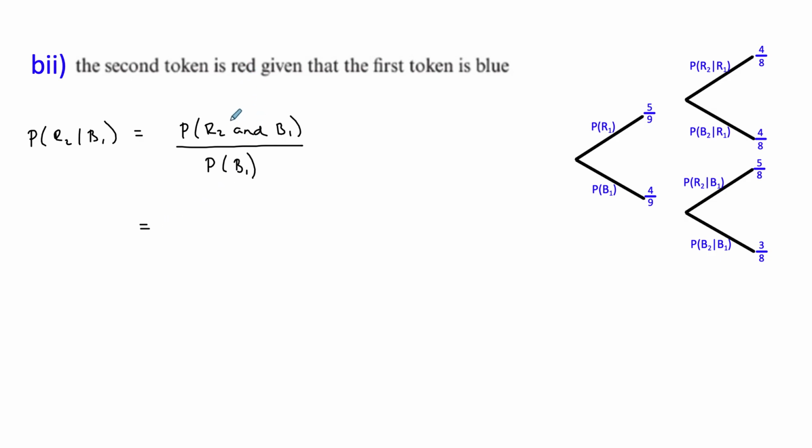Okay, so the probability of having red 2 and blue 1. Well, that's blue 1 times red 2 given blue 1. So that's going to be 4/9 times... Oh, in fact, we don't need to do this. It's right there in the question. Red 2 given blue 1 is 5/8. That's it.